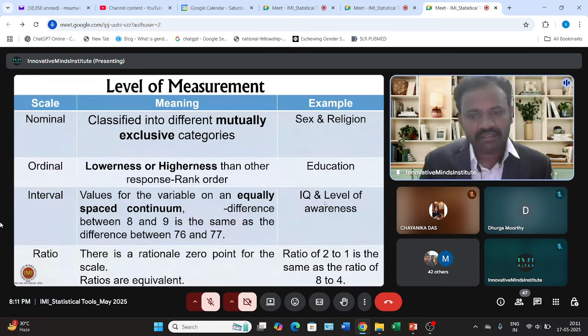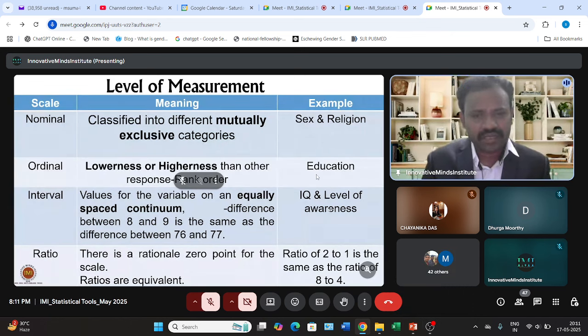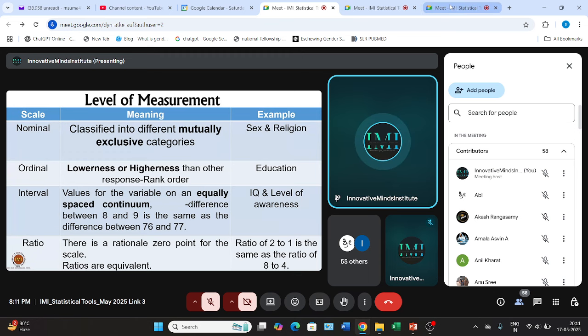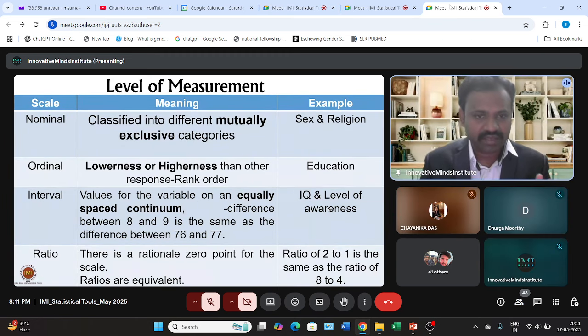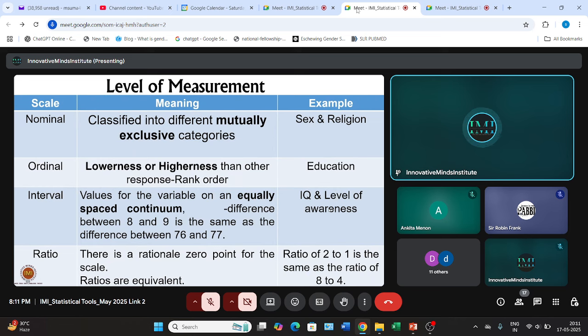IQ and level of awareness. This kind of variable is an example of interval level of measurement. What do you mean by interval? An equally spaced continuum. The gap between 8 and 9 is equivalent to the gap between 76 and 77. There is a gap of one integer, right? So equal continuum. Imagine height and weight. In centimeters, height has equal spacing, and weight in kilograms also has equal spacing. If it has equal spacing, that is an interval, right?